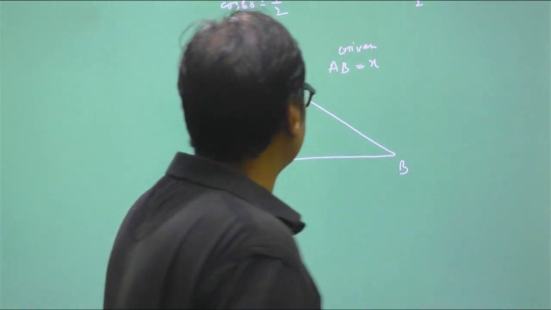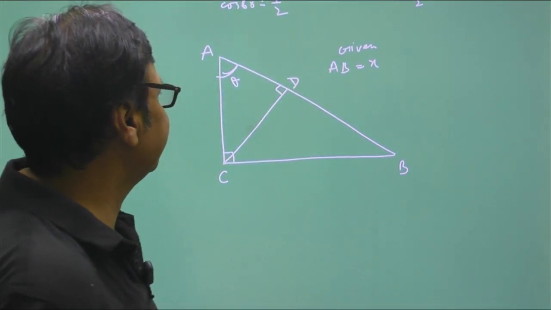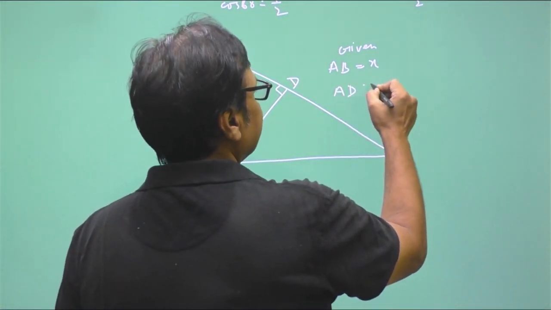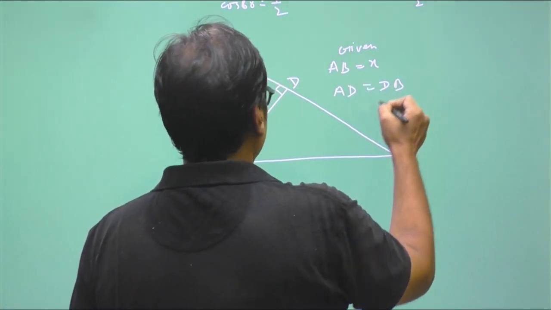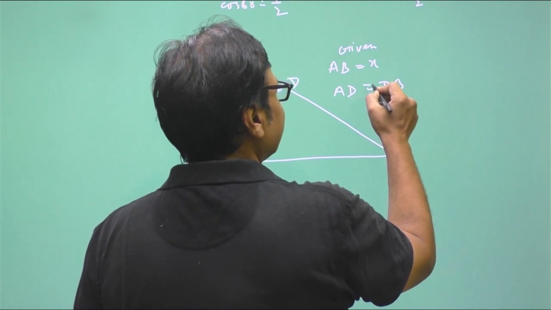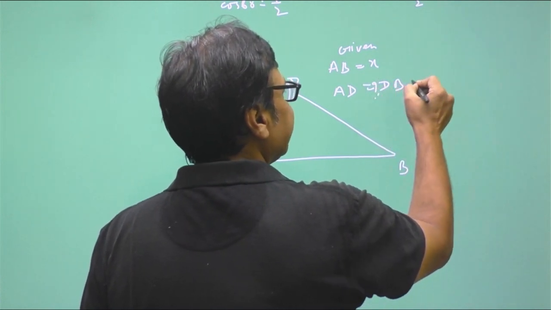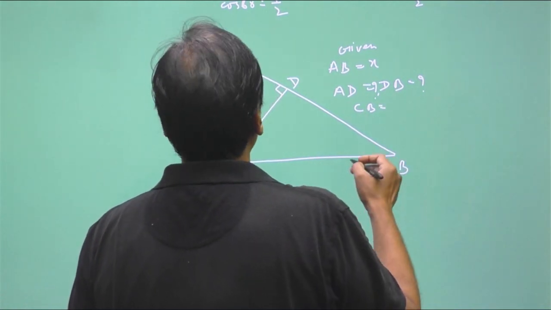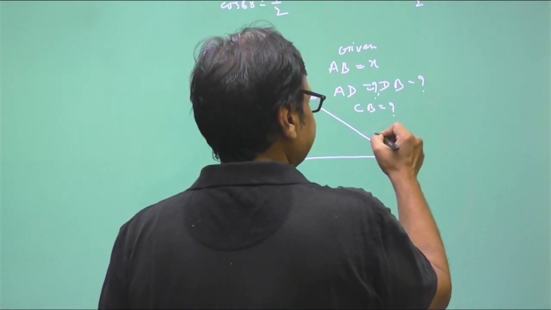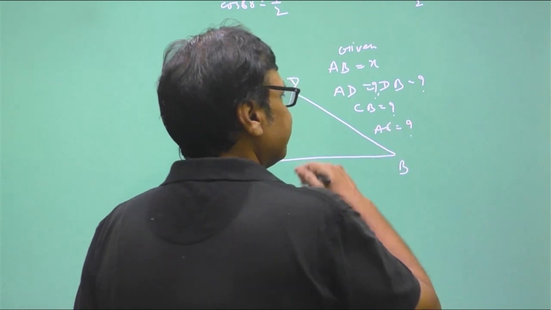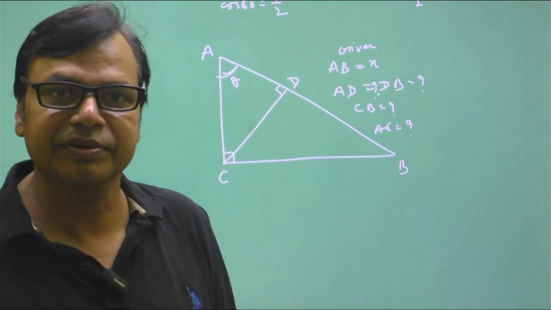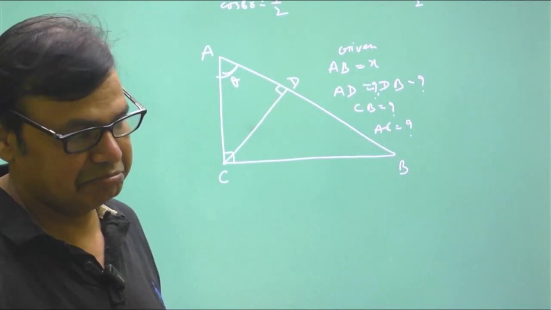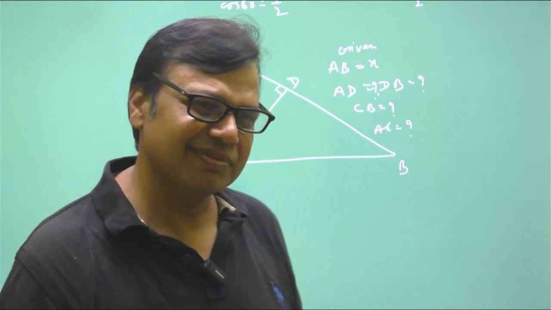And you need to find every other thing that is not given here. You can find here AD, BD or DB. AD equals what, you can find DB equals what. CB, the length of CB, and then of AC. You need to find everything else. I left this to you as an exercise. If you want to do it, you can do this.